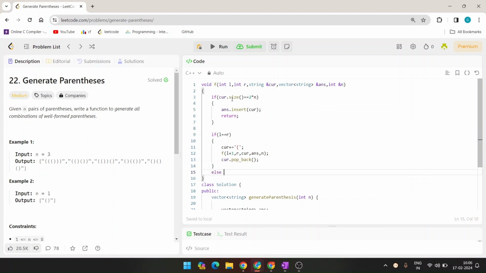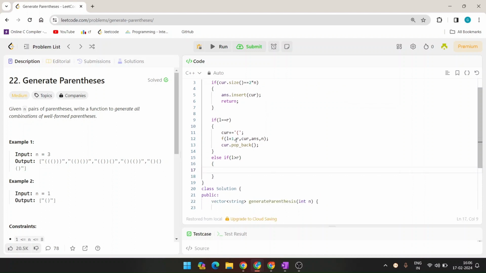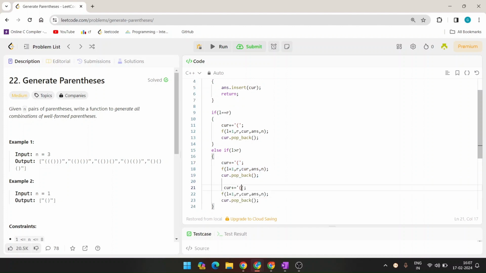Another thing we saw, else if my L is greater than R, then I have two options. The first option is the same as before, and the second option is to insert right. So if my L is greater than R, I have two options, to insert the left bracket or the right bracket. This is what backtracking means: I have inserted this, then I pop it, and then I try the other. There are just two options.